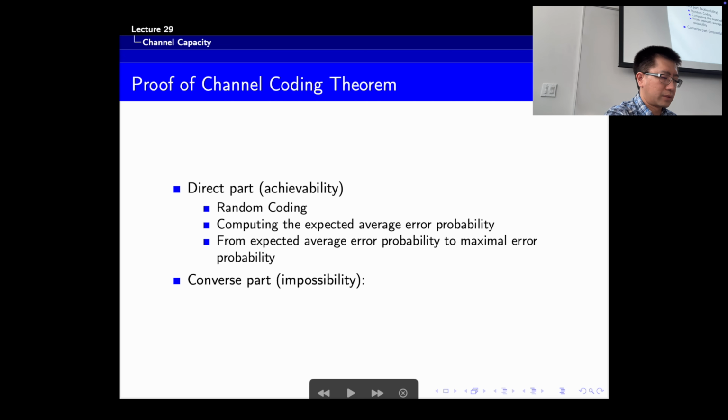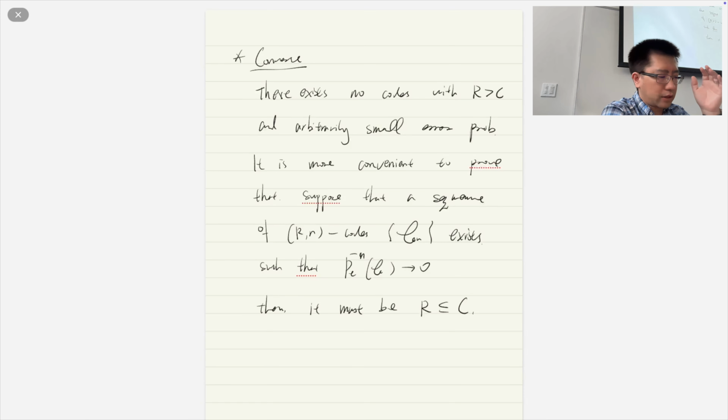So that's the idea for the direct part, and we started talking a little bit about the converse part. Firstly, ideally what we want to do is show that no code with R bigger than C can achieve an arbitrarily small error probability. But normally this is not what we do. What we do is prove an equivalent statement.